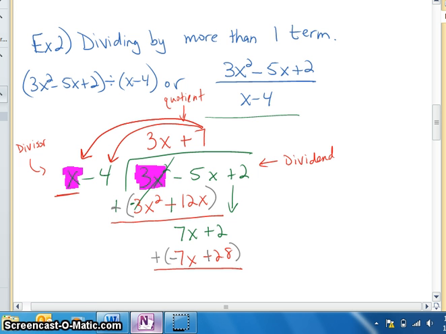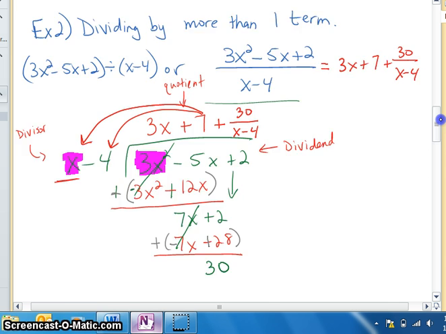So now what do I get when I add these things together? 7x plus a negative 7x, gone. 2 plus 28 is 30. So 30 is my remainder. So I have to add 30 over x minus 4. So that's my final answer. This equals 3x plus 7 plus 30 over x minus 4. That's it.